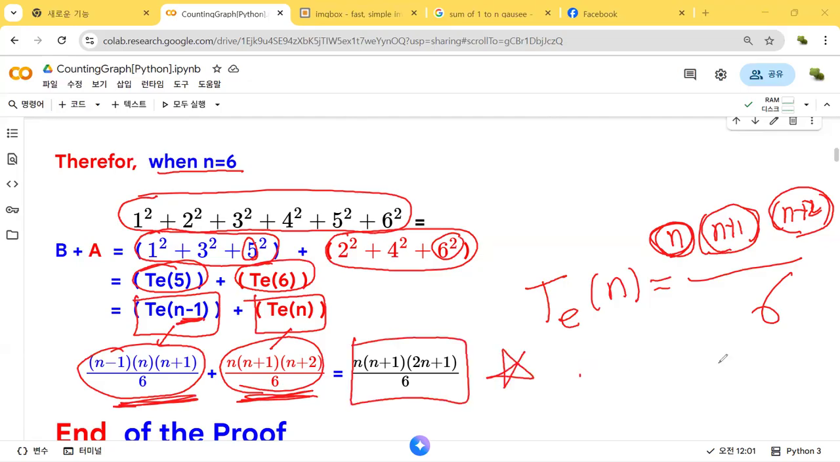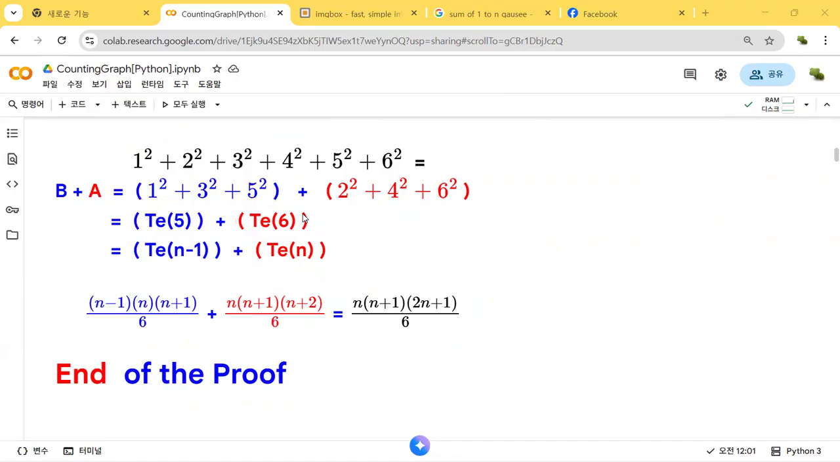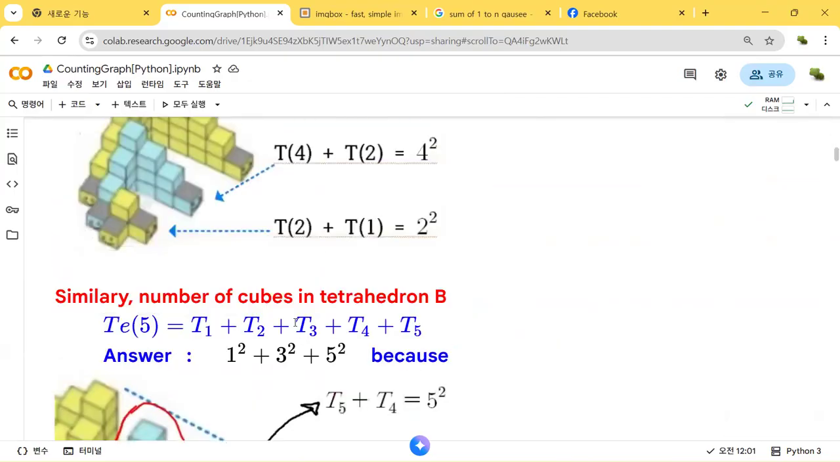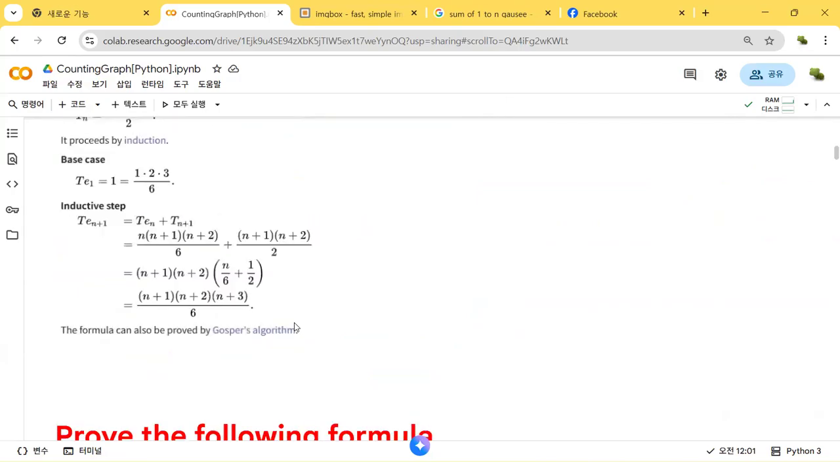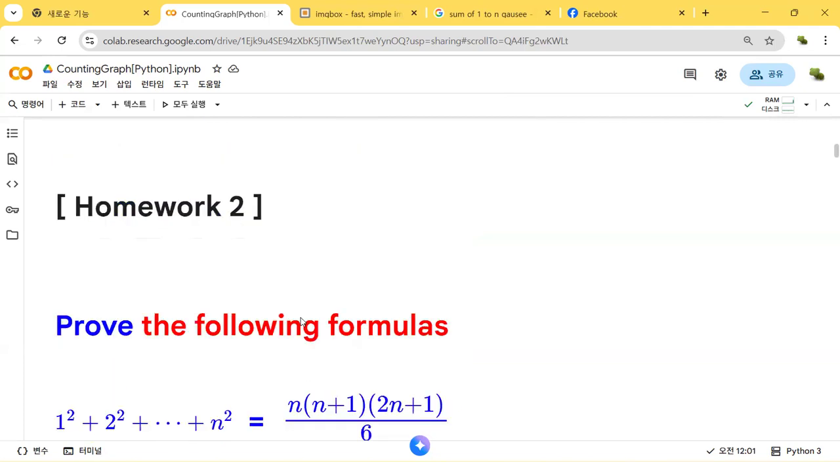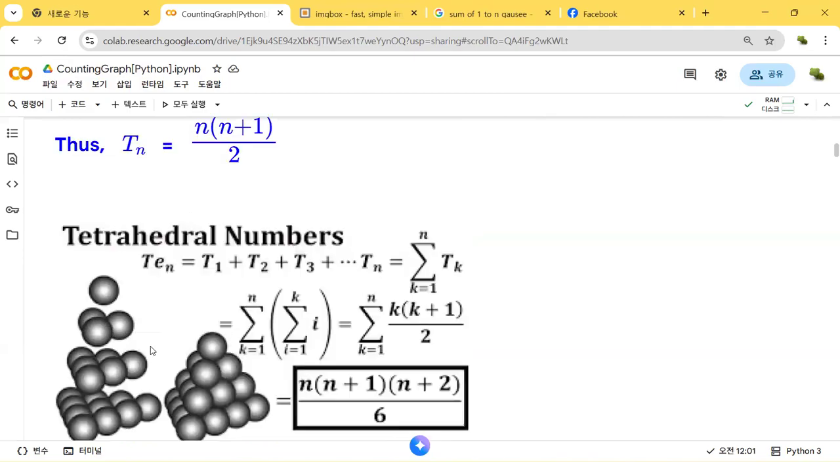Nice. Okay. So from this kind of geometric intuitive decomposition, we can prove the formula for the integer squares. So this is the end of the proof. This one is a kind of intuitive one, and this one is just a figural proof. But that's okay for discrete mathematics. So this is a tetrahedral number like this.